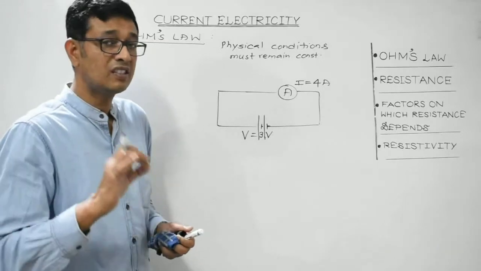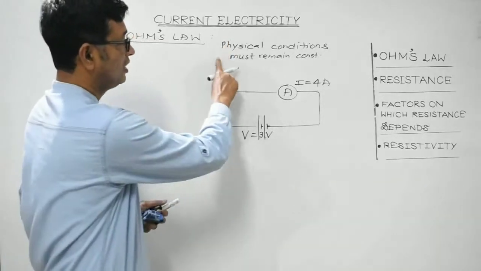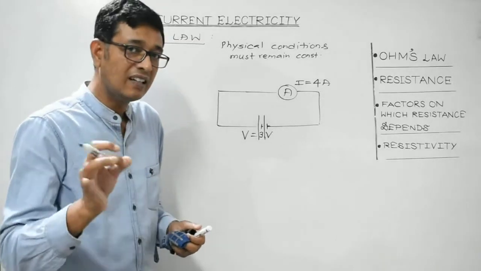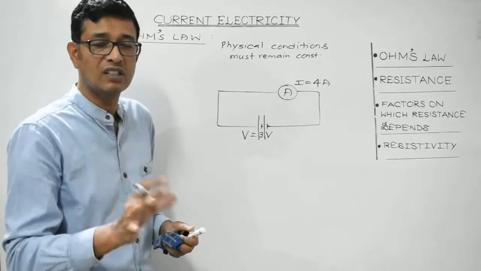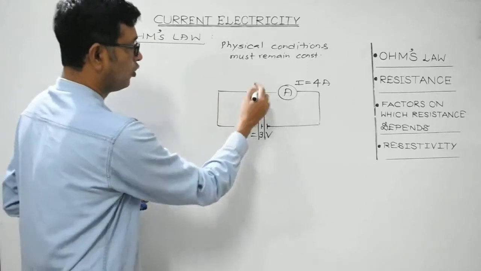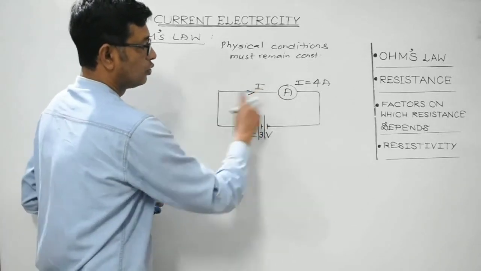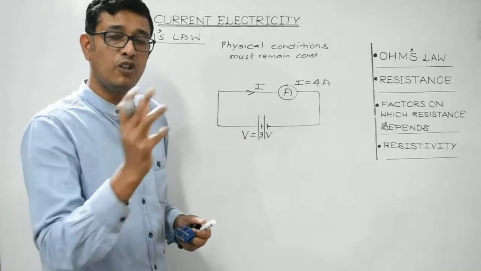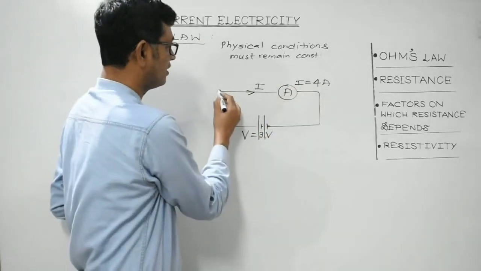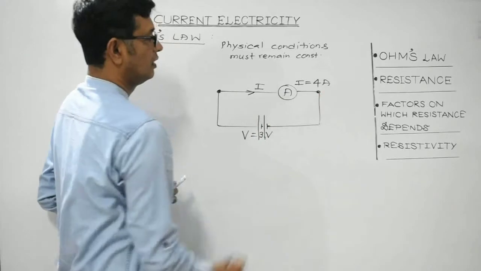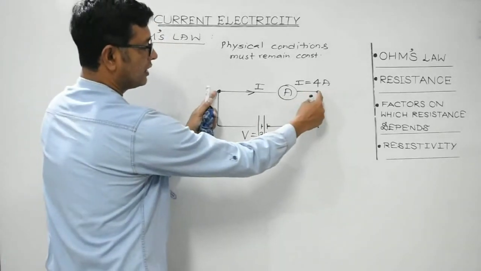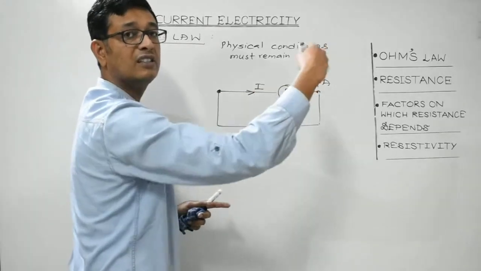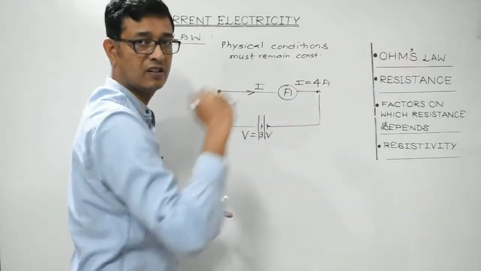So, what will be the statement of Ohm's law? Physical conditions like temperature and mechanical strain remaining constant, the current flowing through a conductor is directly proportional to the potential difference applied across its ends. These are the ends. So as the potential difference across the ends of the conductor is increased, the current flowing through the conductor will also increase accordingly, in proportion.